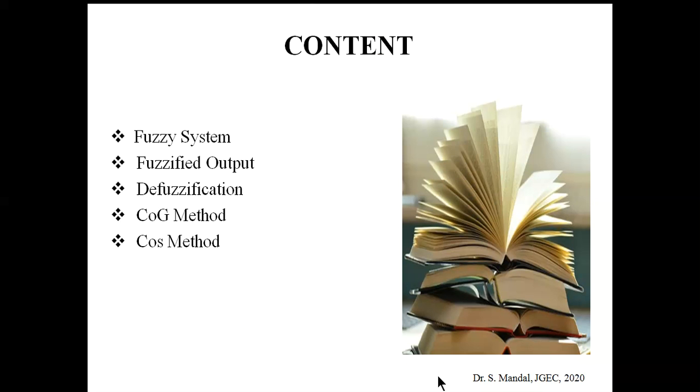In this class, we shall discuss the basic operation of a fuzzy system, that is, the fuzzy logic controller. After that, we shall also discuss the fuzzified output, that means what will be the output corresponding to a fuzzy system, followed by the defuzzification process, which converts a fuzzified output into the crisp value. And we shall discuss two very popular methods for defuzzification, that is the CoG and CoS methods, that will be discussed in the upcoming slides.